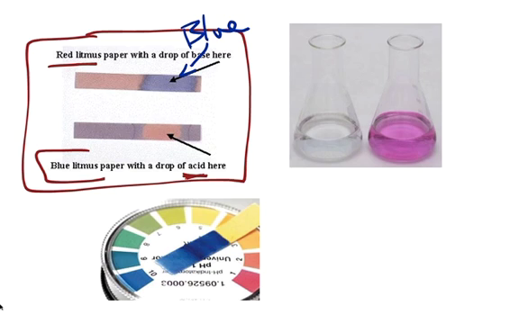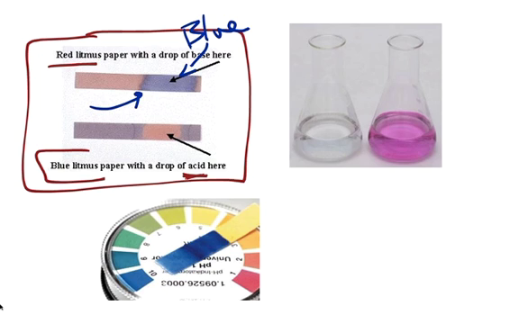So litmus paper is a classic one. And again, we just use it to test whether it's an acid or a base. One thing we also have to be careful with litmus paper is, especially if we're testing for the color blue, whether or not it's just wet or it is actually blue. Blue is blue. So don't confuse wet litmus paper with blue litmus paper.